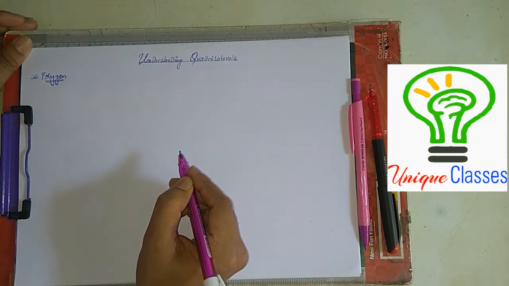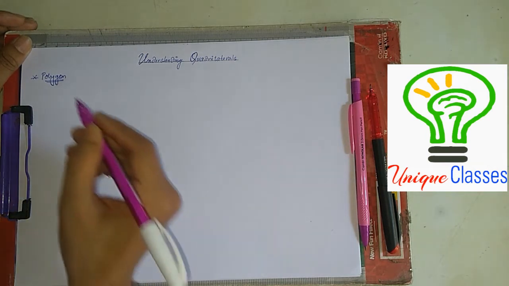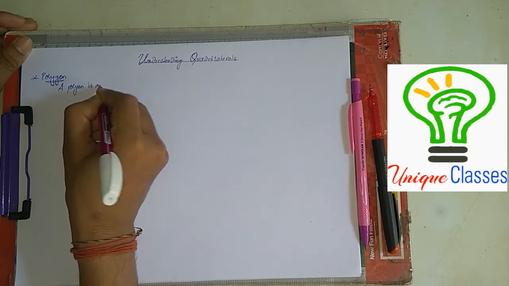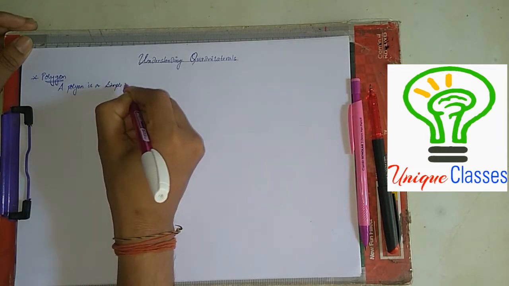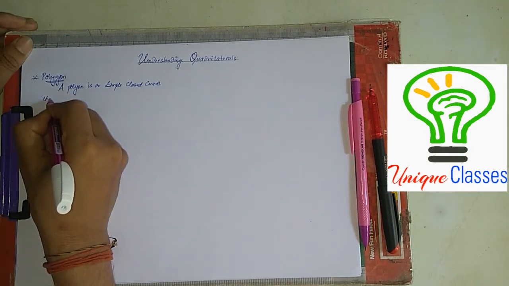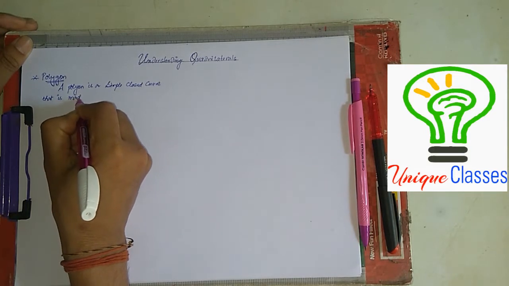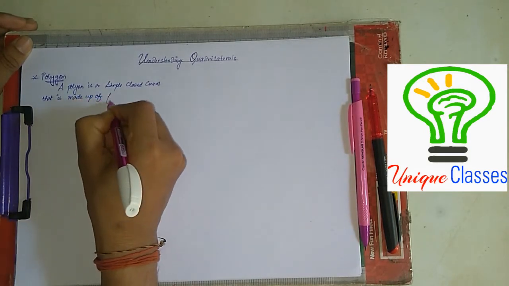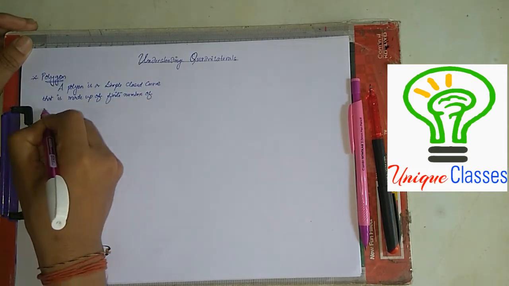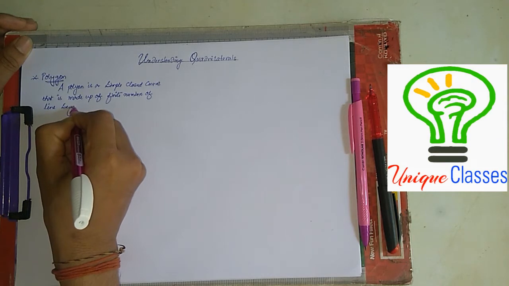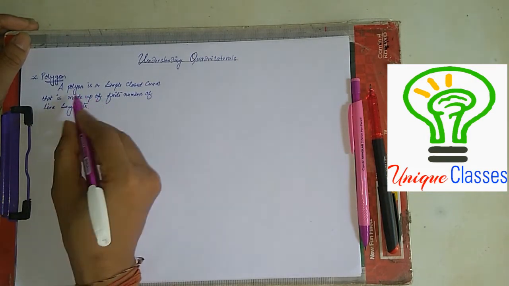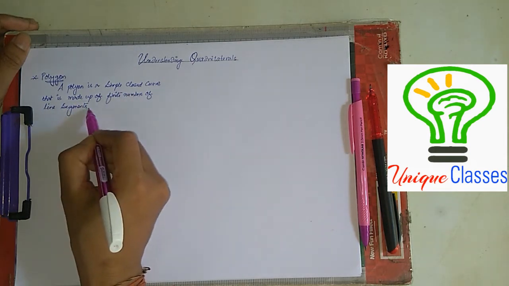What is a polygon? Now let me first write down the definition of a polygon. A polygon is a simple closed curve that is made up of finite number of line segments. So what is a polygon? A polygon is a simple closed curve that is made up of finite number of line segments.